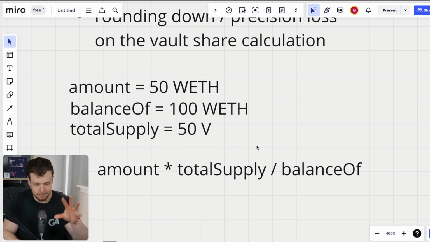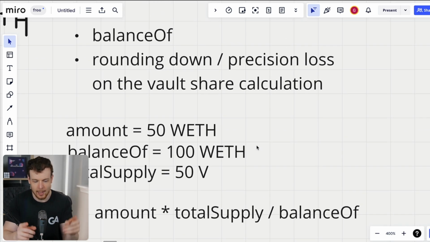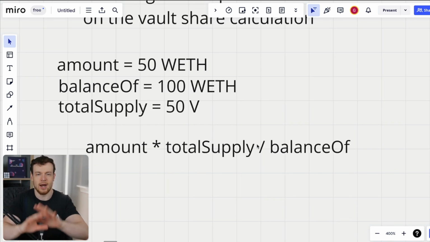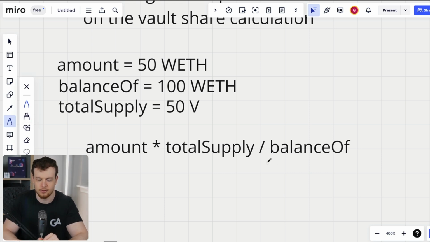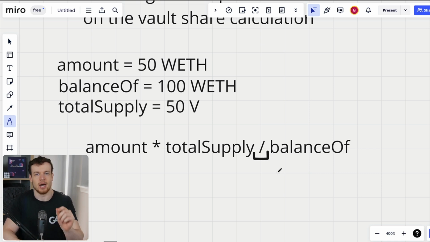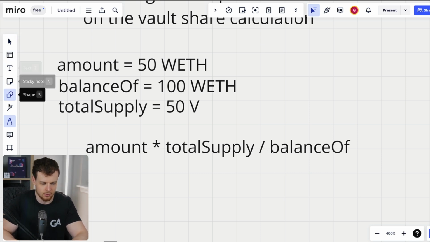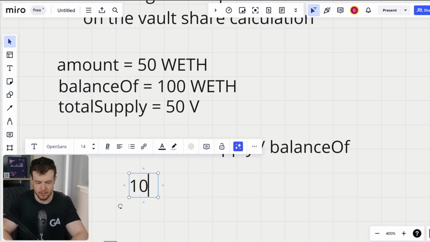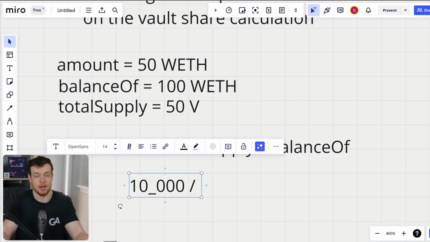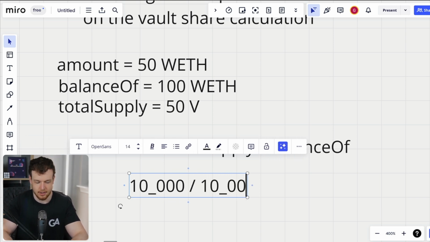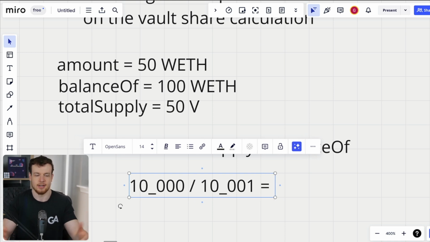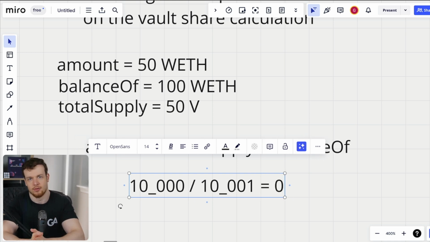Now, bringing it back to our second red flag, rounding down or precision loss on the vault share calculation. Where do we have rounding down and precision loss? Well, remember, we are using Solidity. So we have rounding down and precision loss right here, where we use the division symbol. Since we're using Solidity, if this numerator happens to be, let's say, 10,000 and the denominator somehow is 10,001, this in Solidity equals 0, right? So this is our precision loss.